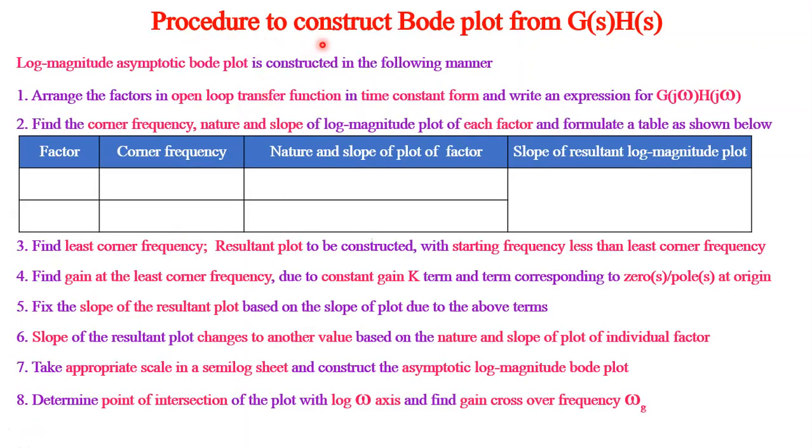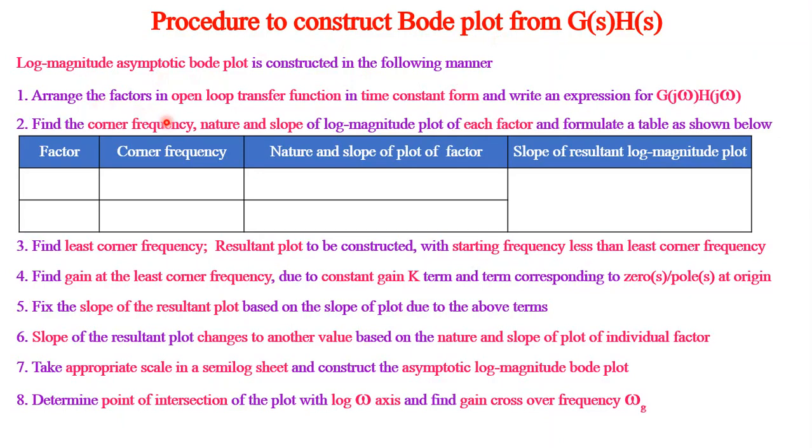We have already seen what is Bode plot. Bode plot actually consists of two plots. One is log magnitude plot, another one is phase angle plot. How to construct the log magnitude plot, first we will discuss.